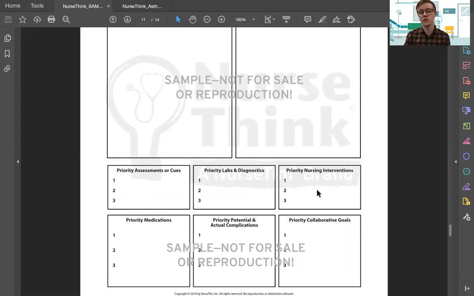This is what I need to be looking for. Here are some medications that we can consider giving. And then what would be some complications if we didn't do anything about this? And then of course, collaborative goals. So how can I work with the physicians? How can I work with pharmacy? How can I work with social work or speech therapy or physical therapy or my nursing assistants? All right, key factors in taking care of the patient holistically as well.